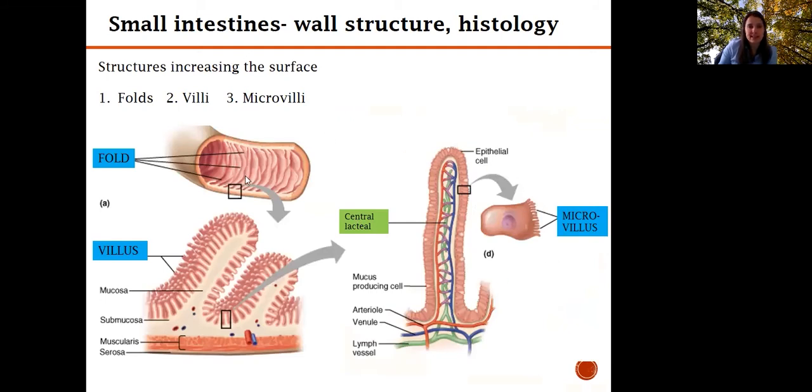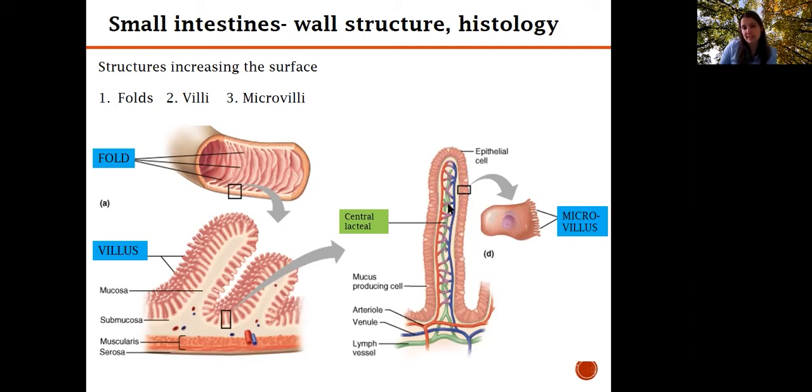Let's see again the structures which can increase the surface of the small intestine with a higher magnification. So first we can see the folds, which are circular folds. These are called the Kerkring folds. On the surface of the folds we have the villi, villus in singular, and then on the surface of the villi we have these simple columnar epithelial cells which have microvilli on their surface. So these are the three structures which will increase the surface.